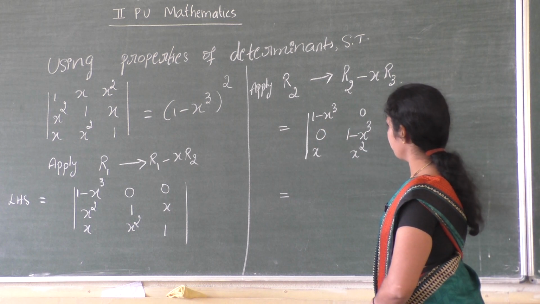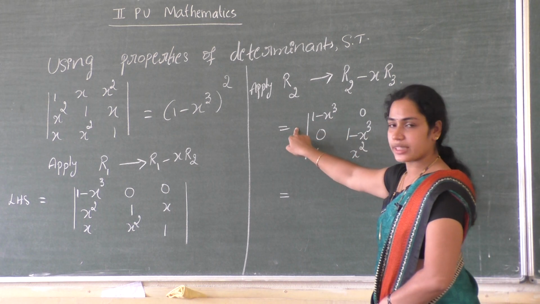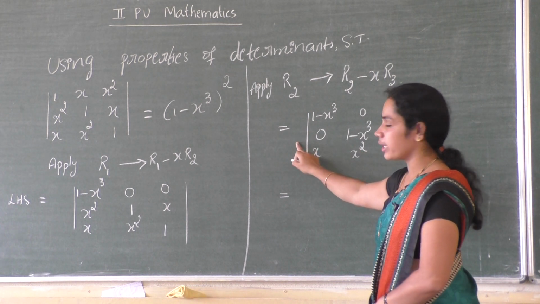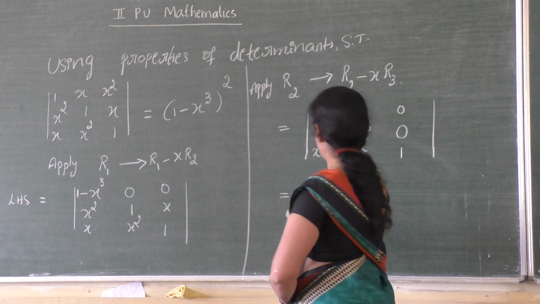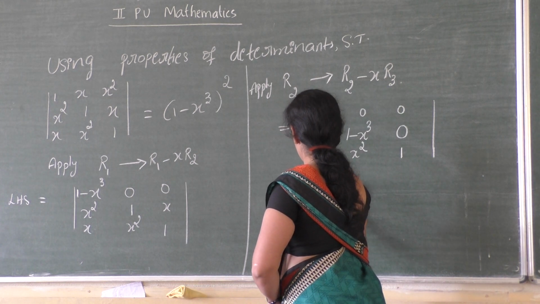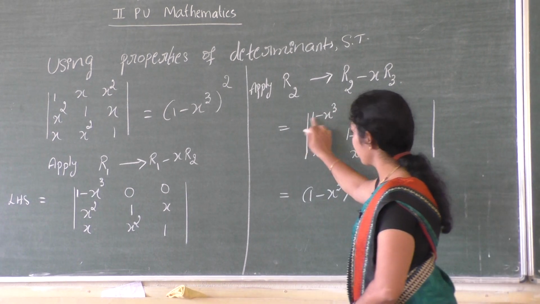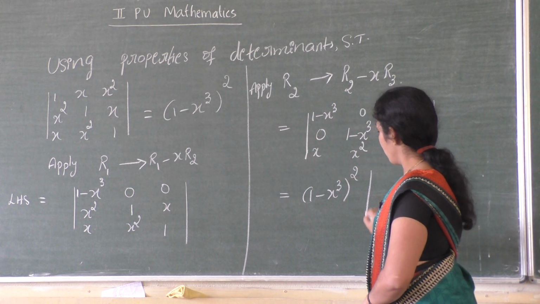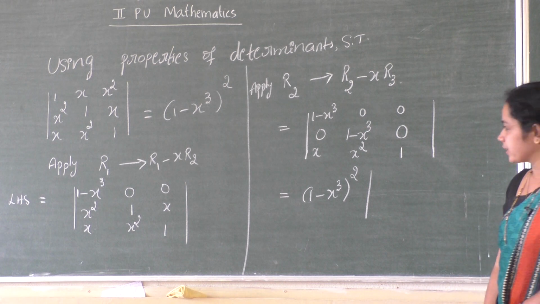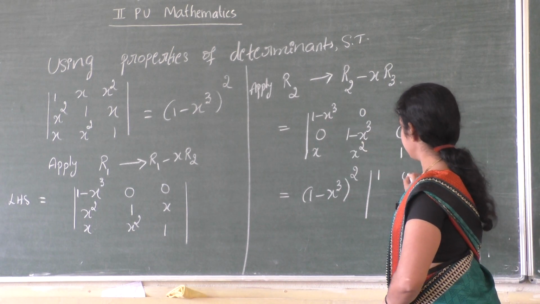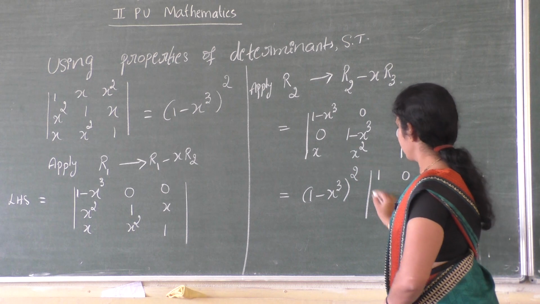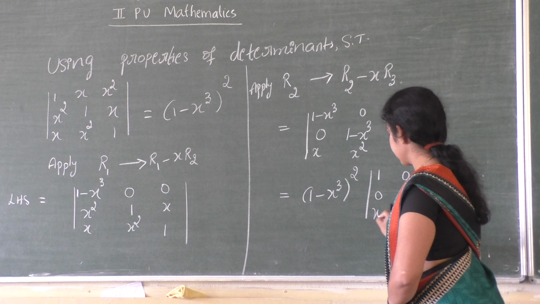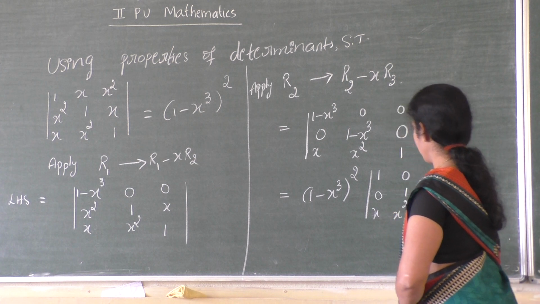Now from the first row we can take 1 minus x cube outside. From the second row also we can take 1 minus x cube outside. So 1 minus x cube whole square. What is remaining? 1, 0, 0, 0, 1, 0, x, x square, 1.